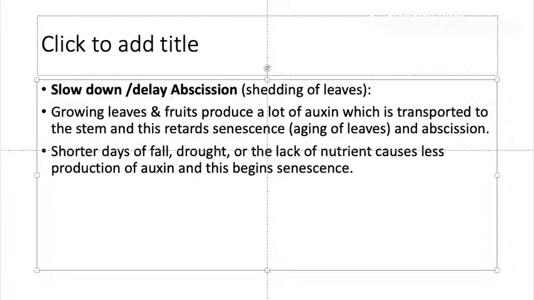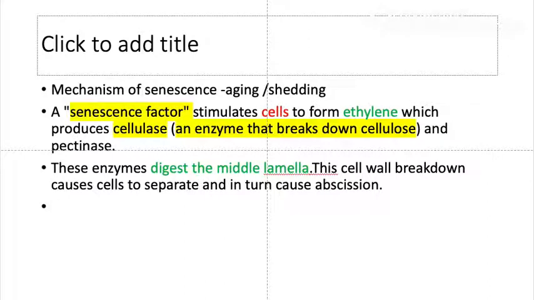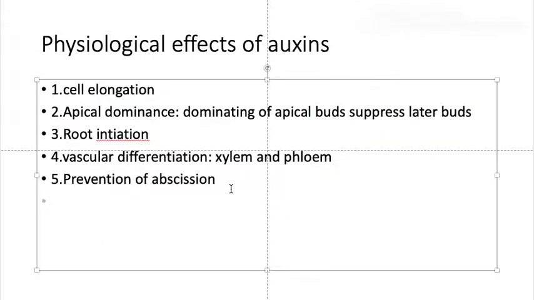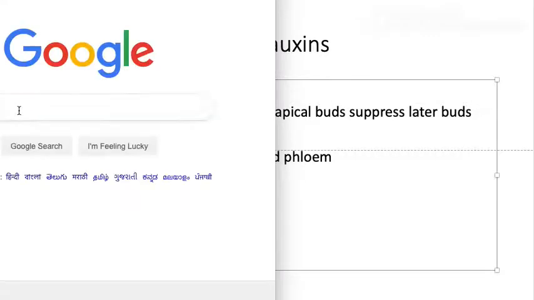Now another important physiological effect of auxins we can study is parthenocarpy. What is parthenocarpy? I think you've heard of parthenocarpy. I'll show you some examples of parthenocarpy here.